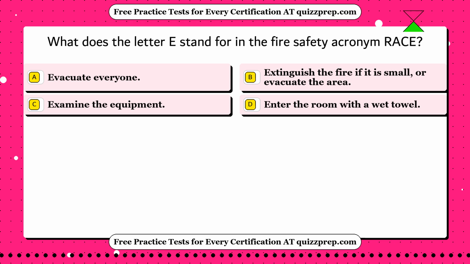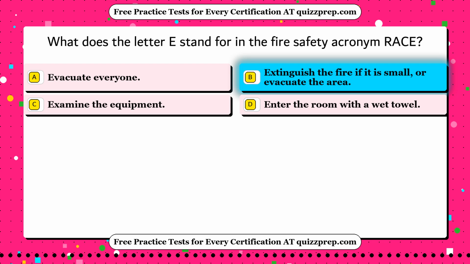Question 19. What does the letter E stand for in the fire safety acronym RACE? Option A, evacuate everyone. Option B, extinguish the fire if it is small, or evacuate the area. Option C, examine the equipment. Option D, enter the room with a wet towel.